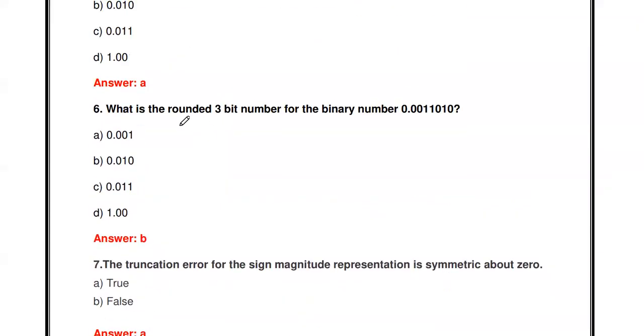Then what is the rounded 3-bit number for the same 0.0011? In the process of rounding, first you keep these 3 bits and we have to check the 4th bit.